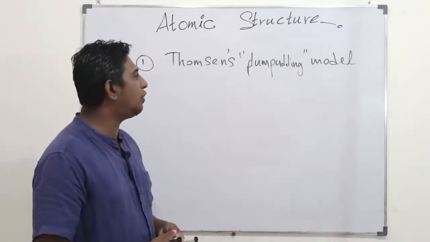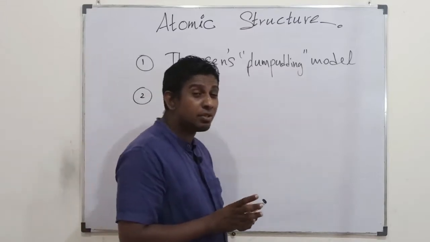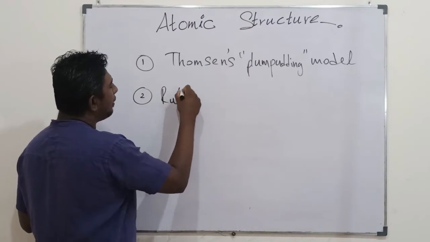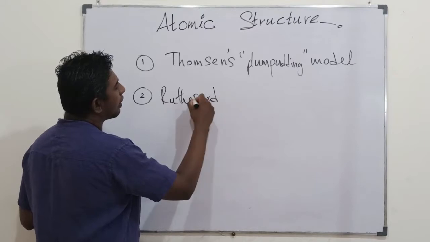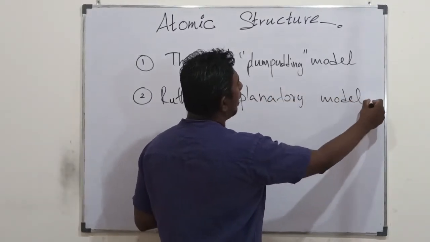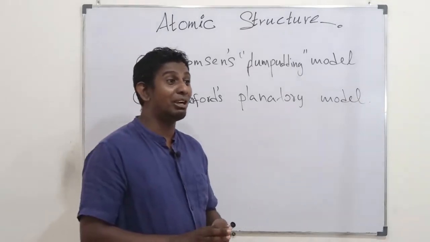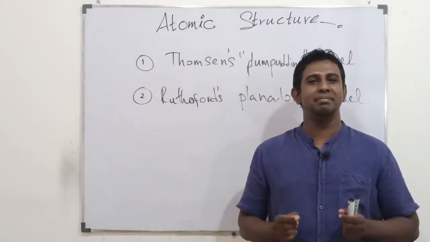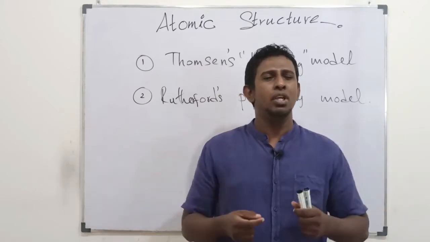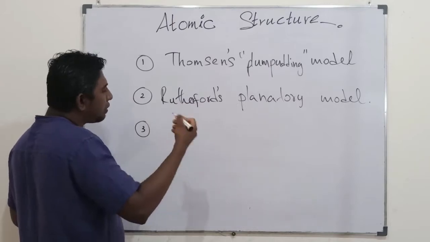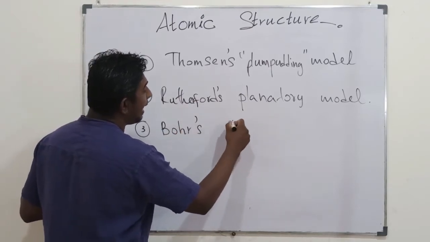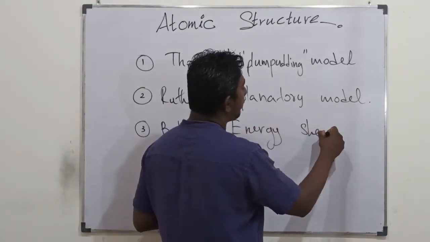Then students, the second effort was made by one of his students, Ernest Rutherford. We identify it as Rutherford's planetary model. It's quite like the planetary system. Okay, what next is coming? Students, the next one was presented by the scientist Niels Bohr. So we identify it as Niels Bohr's model, Bohr's energy shell model.